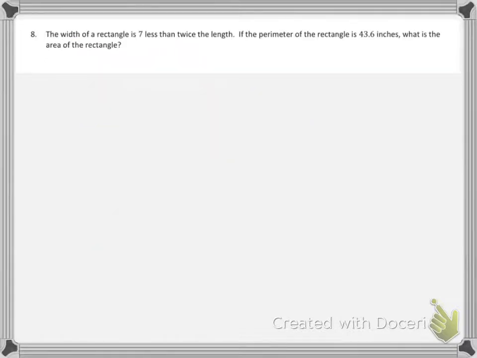Okay, number 8. The width of a rectangle is 7 less than twice the length. 2 times the length minus 7. That's equal to the width. If the perimeter of the rectangle is 43.6 inches, what is the area of the rectangle? So we have to think about what that means. That means, let's say our rectangle is this.